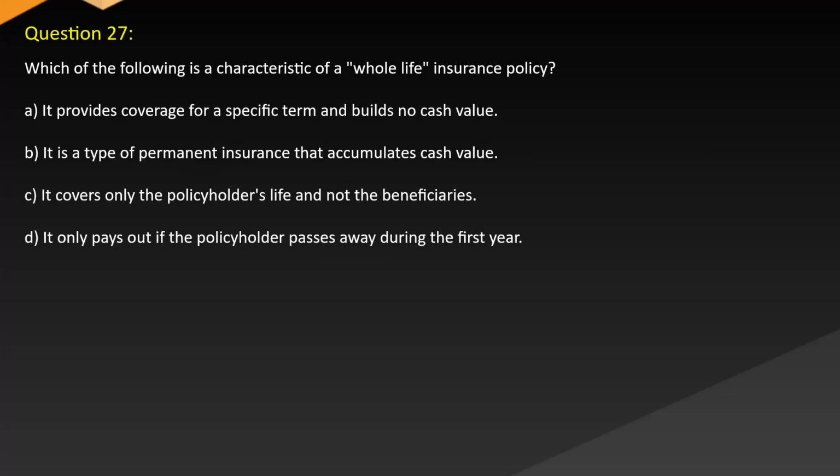Question 27. Which of the following is a characteristic of a whole life insurance policy? A. It provides coverage for a specific term and builds no cash value. B. It is a type of permanent insurance that accumulates cash value. C. It covers only the policyholder's life and not the beneficiaries. D. It only pays out if the policyholder passes away during the first year.